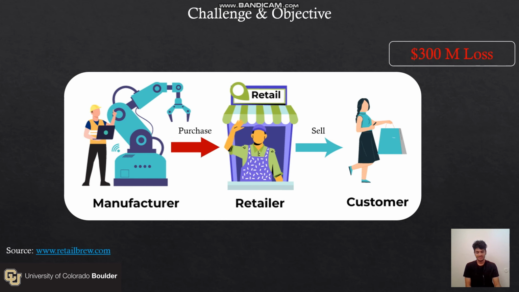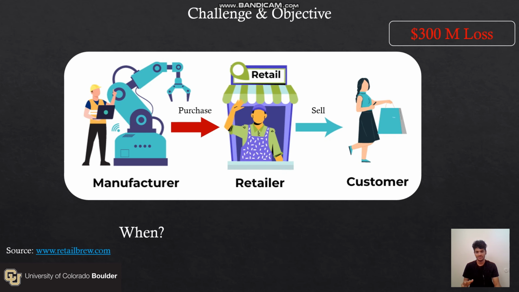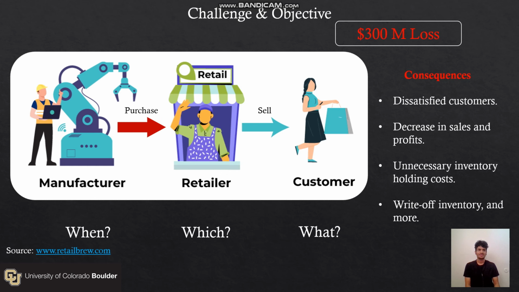A recent survey revealed that all the retail stores in the United States lose around $300 million just because of poor inventory management, and half of them responded that this happened because they weren't aware of when to purchase which product at what quantity. Now, the consequences of these are far-reaching, starting with dissatisfied customers, which results in a decrease in brand or store's perception, followed by decrease in sales and profit, unnecessary inventory holding costs, write-off inventory, and more.